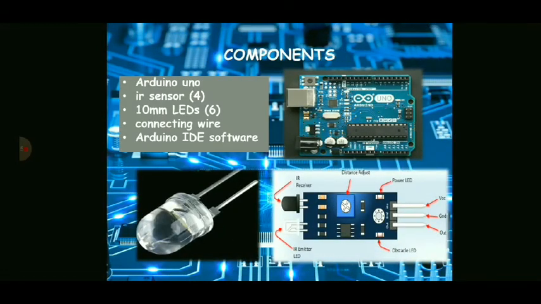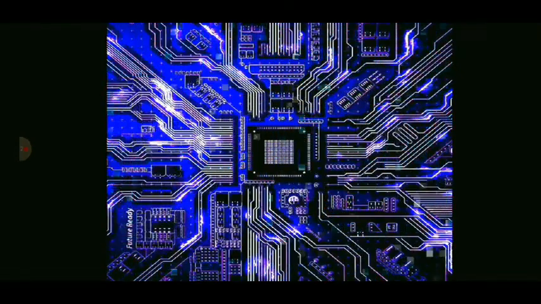Components. In this project we are using components like an Arduino Uno board, 4 IR sensors and 6 10mm LEDs, connecting wires and the software Arduino IDE. Here we can see the IR sensor containing a VCC pin, ground pin and output pin, and an IR receiver and IR emitter. These two, the IR receiver and emitter, play a key role in detecting the vehicle passing through it.